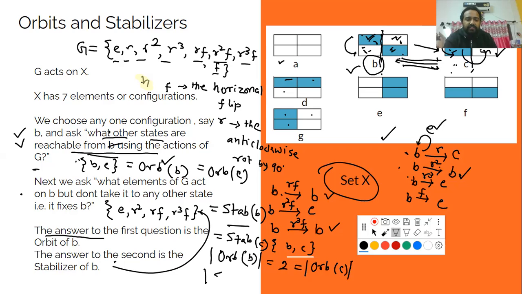What is the length of the stabilizer of B? How many elements does the set stabilizer of B contain? It contains 4 elements. So the stabilizer of B has 4 elements, and the stabilizer of C, being the same set, will also have 4 elements. Right? Right.